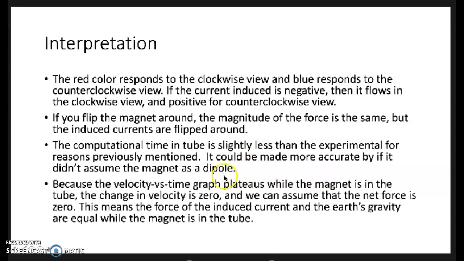Because the velocity versus time graph plateaus while the magnet is in the tube, the change in velocity is 0, and we can assume that the net force is 0. This means that the force of the induced current and the Earth's gravity are equal while the magnet is in the tube.